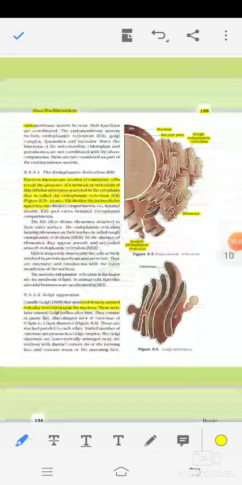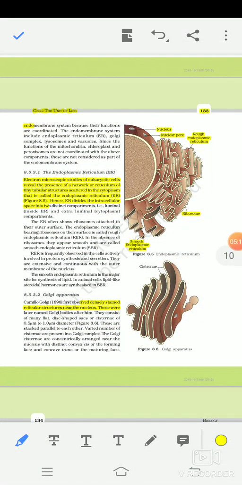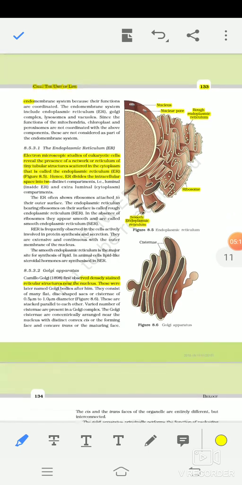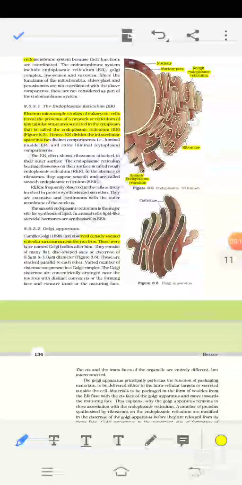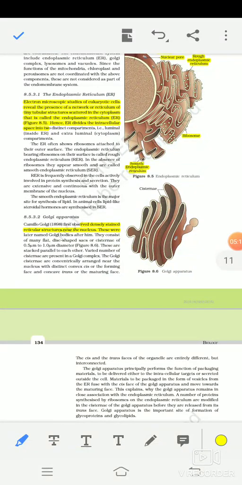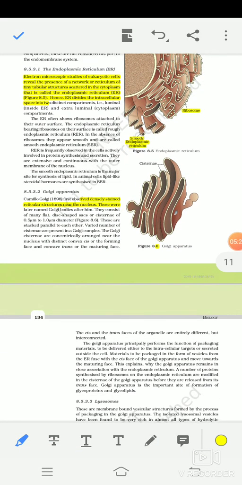Endomembrane system. Endoplasmic reticulum, ER. Electron microscopic study of the eukaryotic cell reveals the presence of a network of reticulum, tubular structures called the endoplasmic reticulum, ER. ER divides the intracellular space into two distinct compartments.